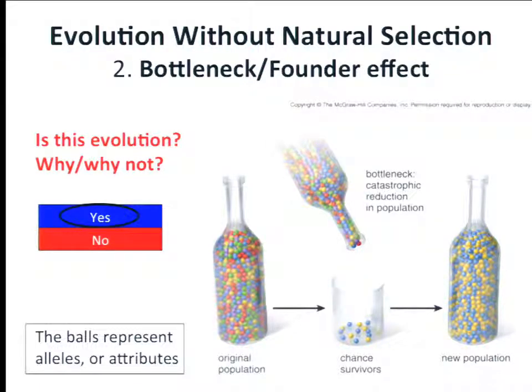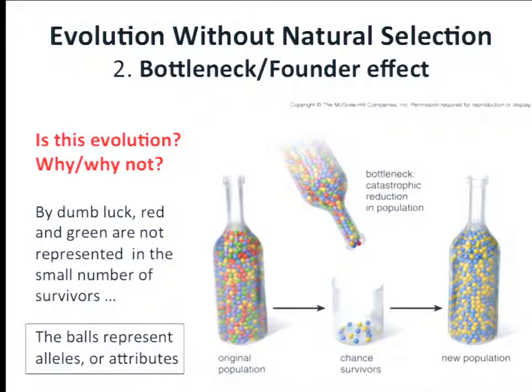This population is very different from that population. Just dumb luck. You just happen not to get the red ones and the purple ones and the green ones getting blown off the island. By dumb luck, red and green are not represented in the small number of survivors.